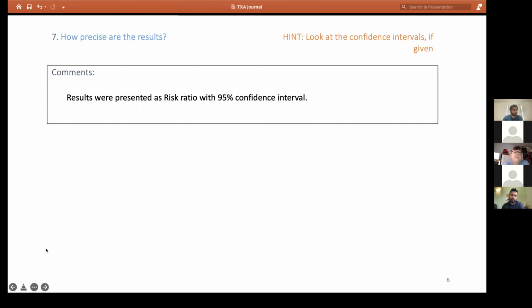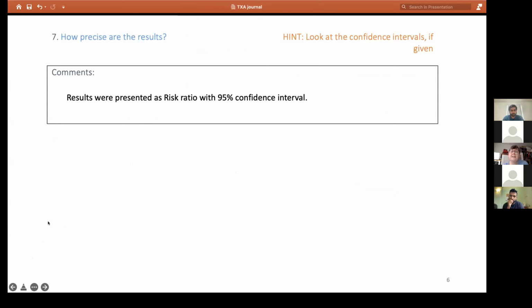The question was, how precise are the results? I would say the results were quite precise, as the confidence interval is 95% and values were given quite clearly in all the parameters and all the readings. I'm not too sure about this one. That is how much I understood for this question.